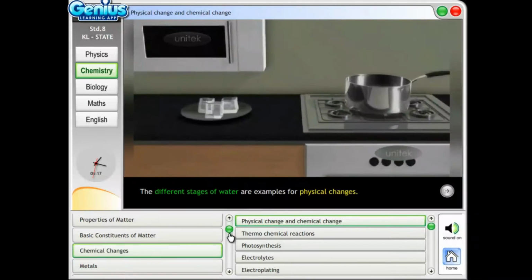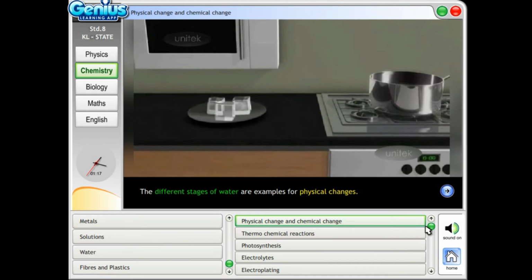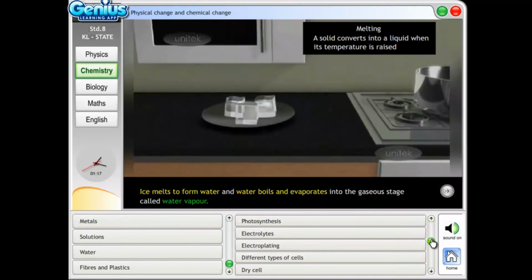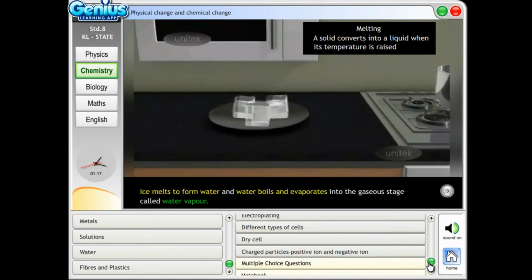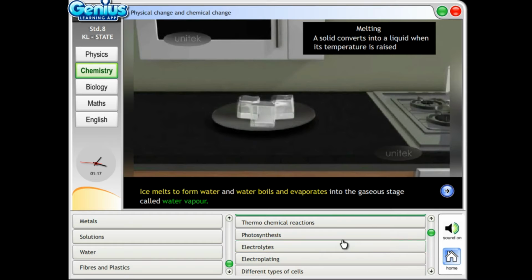Physical and chemical changes. The different states of water are examples of physical changes. Ice melts to form water, and water boils and evaporates into the gaseous state, called water vapor.